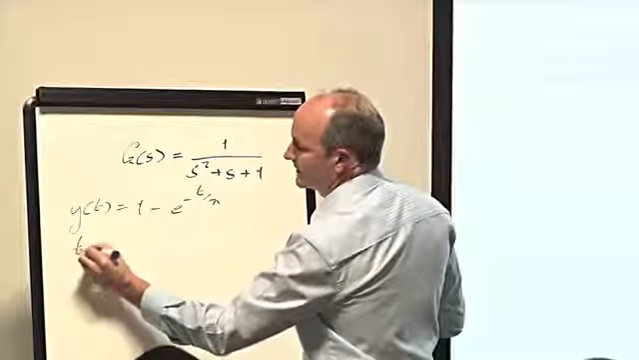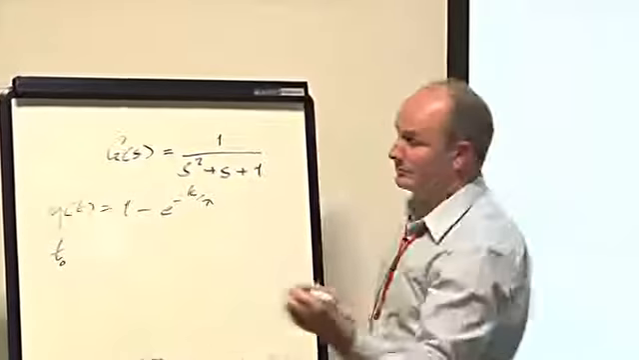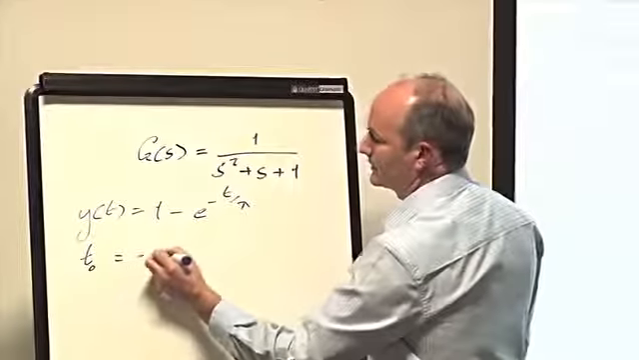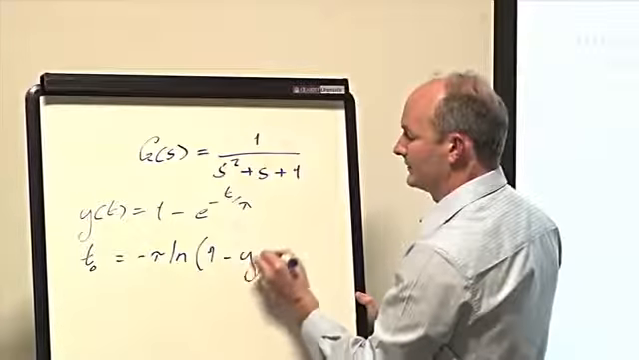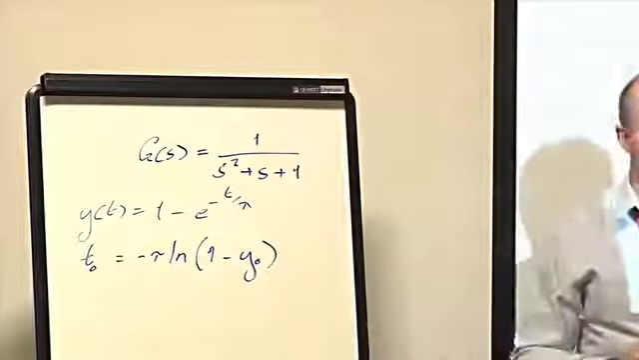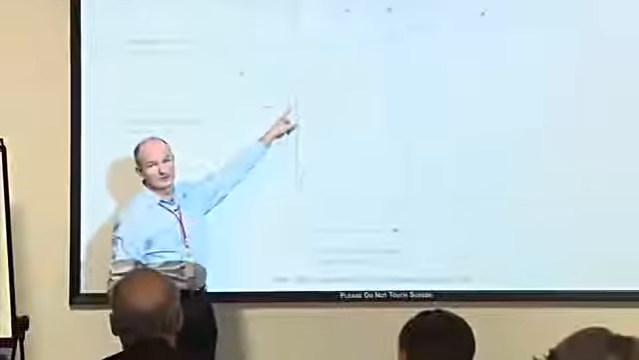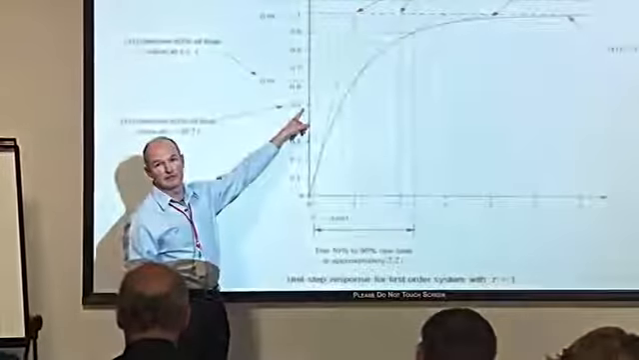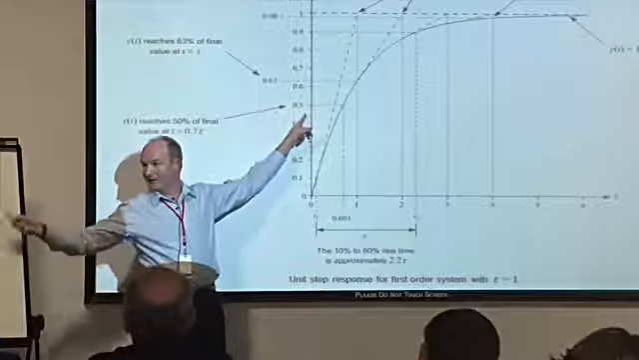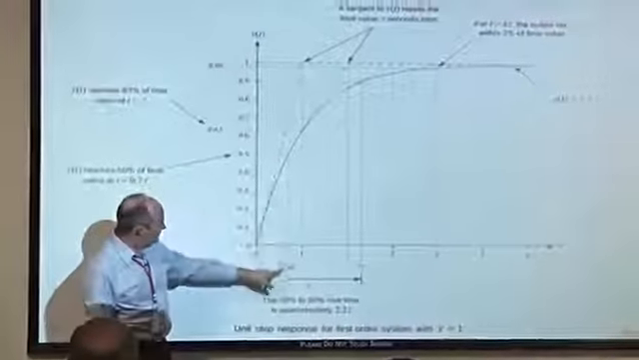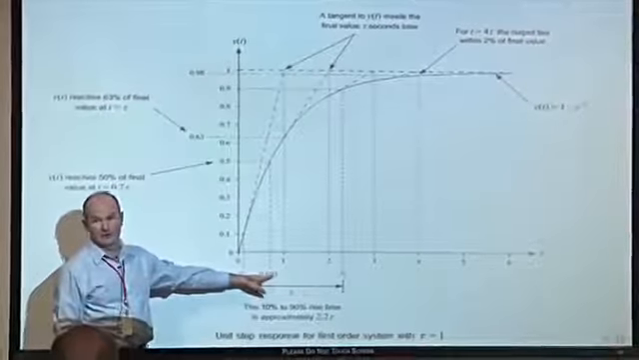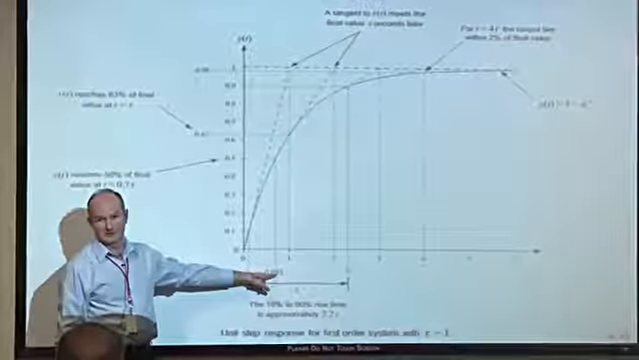So let's say that the time it takes to reach some particular output y0 is going to be equal to minus tau times the natural log of 1 minus y0. Just a simple rearrangement. So for example, if I wanted to know how long it took this response to get to 50% of final value, y0 would be 0.5. It'll be minus tau times the natural log of 0.5, and you'll find the answer is 0.693 time constants.